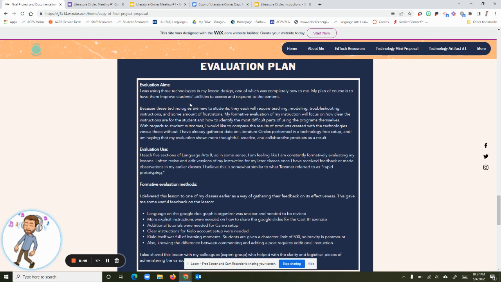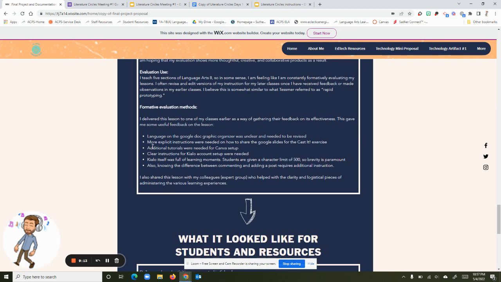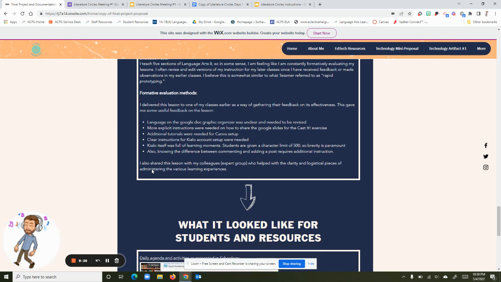Here I've got my evaluation plan. My evaluation for this lesson before I finalized it was twofold. One, I had shared this with a section of my students who I felt were most likely to give me the best feedback, and then I also shared it with some of my PLC colleagues. I've got a list here of my big takeaways from both of those shares, things that I needed to tighten up and clear up. And this was hugely valuable to me to get this to its final stage.